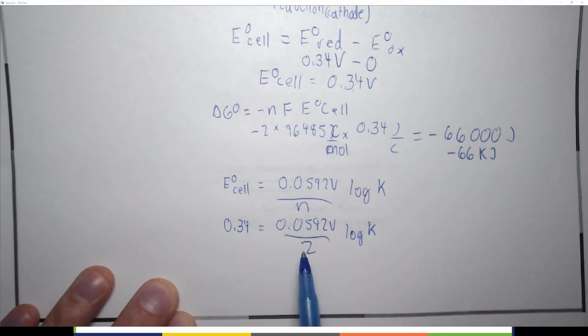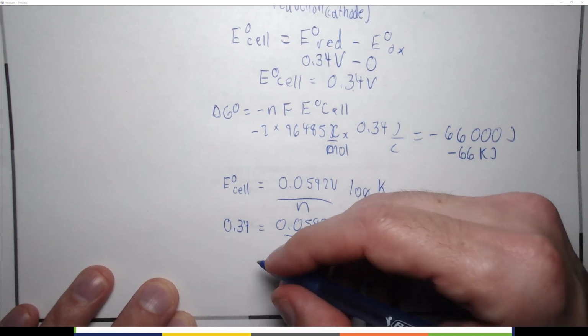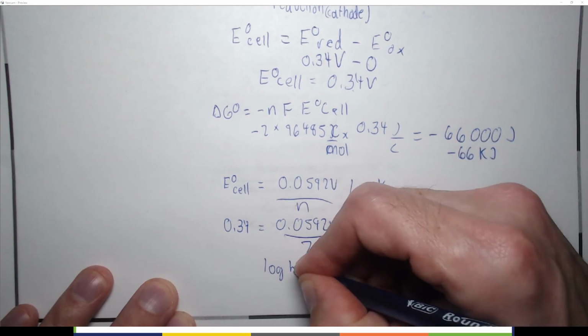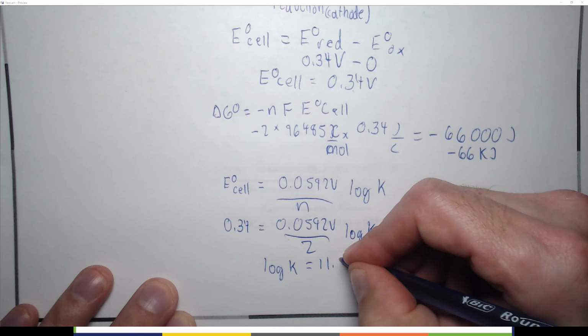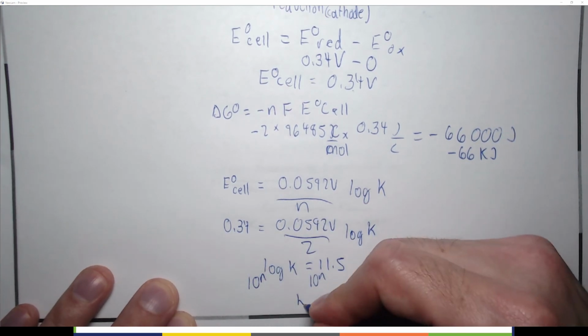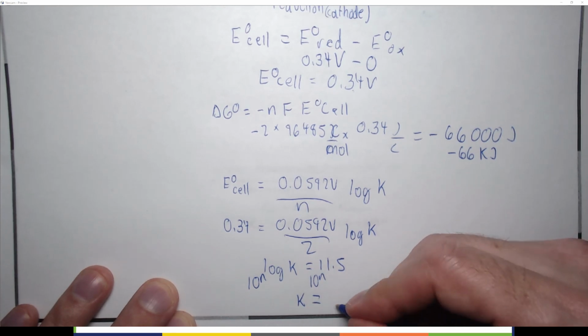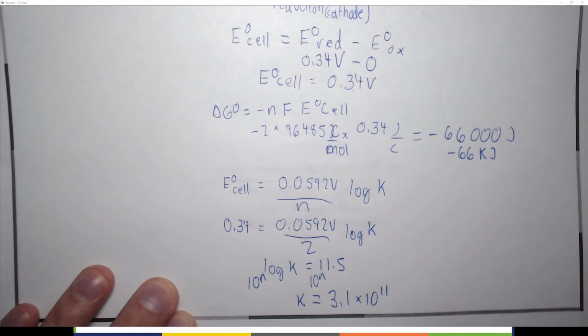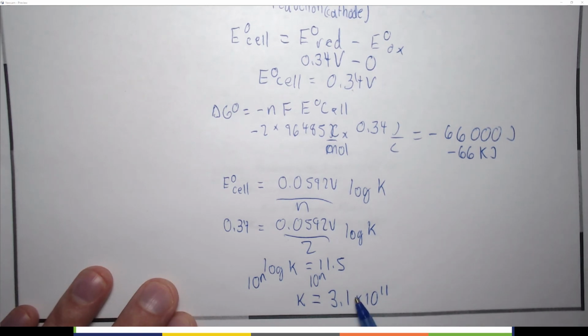When we get rid of this and then divide, we find that the log of K equals 11.5. If we take 10 to the log, and 10 to this, we find that K is equal to 3.1 times 10 to the 11. Okay, and this is usually a unitless number.